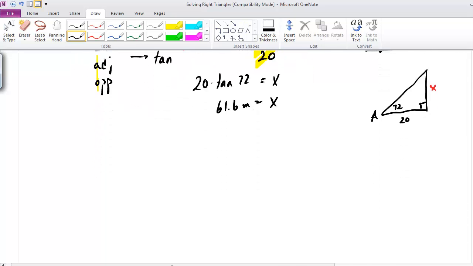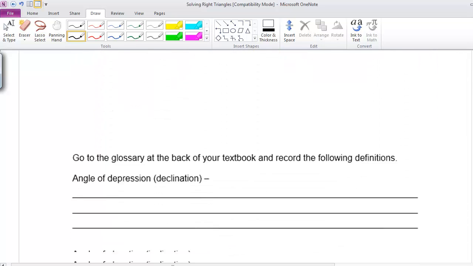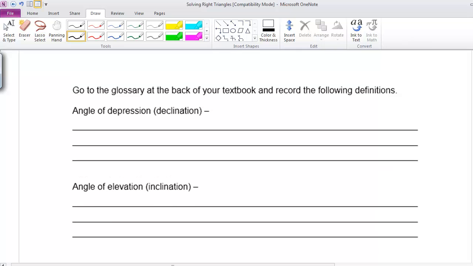So there's 3 examples with mixing things up, finding particular information based on what you have. And that's what we're going to do over the next 2 days, just mix things up.